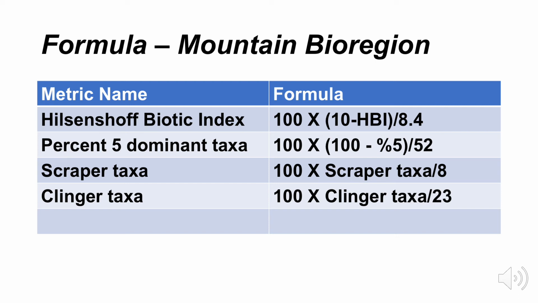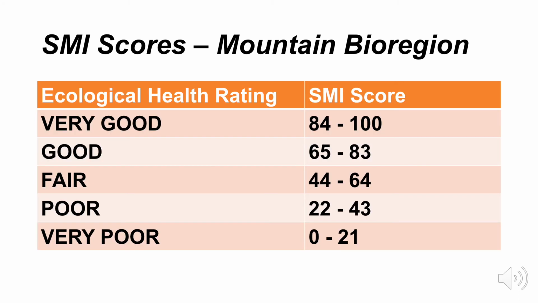We put this all together and we get an SMI score. For the mountain bioregion, we get an SMI score that looks something like this. The score will be someplace between 0 and 100. And based on statistics and previous research, we come up with an ecological health rating. And it can be very good, good, fair, poor, or very poor. And our SMI scores, which are calculated from the 9 metrics, if the SMI score ranges between 84 and 100, we have a very good ecological health rating.